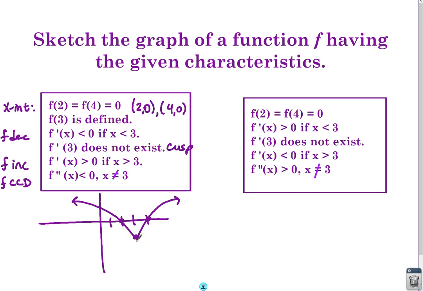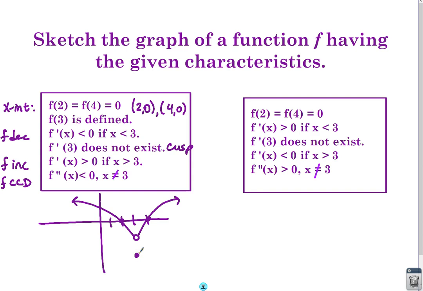If I wanted to, a potential option would be to take away this little guy right here. I could have an open circle here, but then 3 could be defined pretty much anywhere above or below. It could be like that. Okay, that's another alternative. Both of those would be correct.